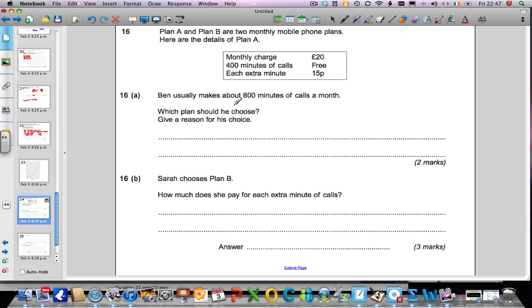Right, the first question asks us, Ben usually makes 800 minutes of calls a month, and we're asked which plan should he choose and why.